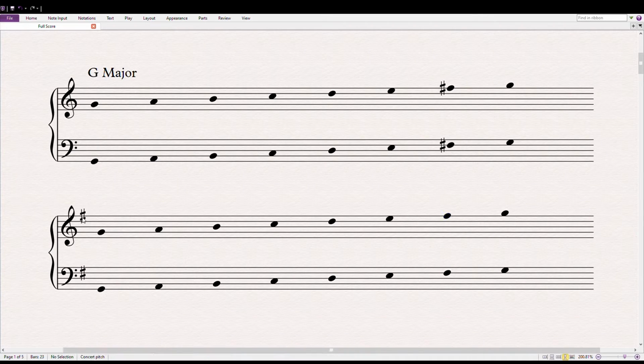And not just the Fs on this part of the staff. So you see how this sharp lands on the top line of the staff? It's not just going to affect the F that's on that top line of the staff, but it will also affect the F down here, and down here it'll affect every single F that comes after this key signature.